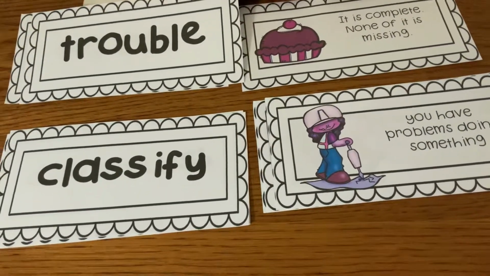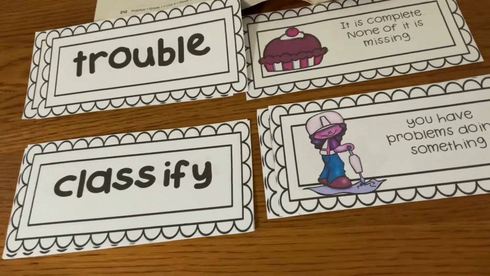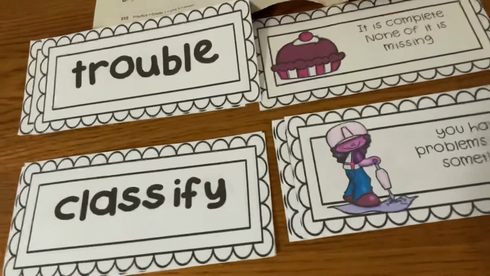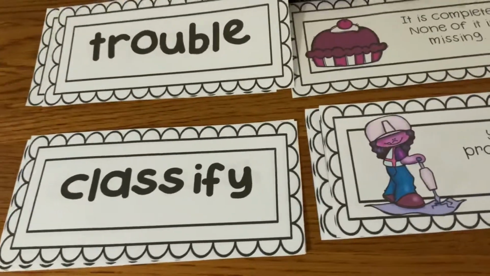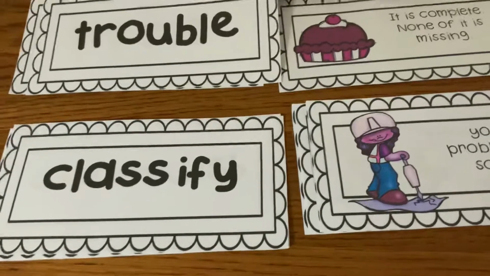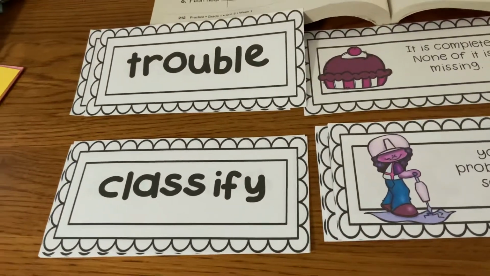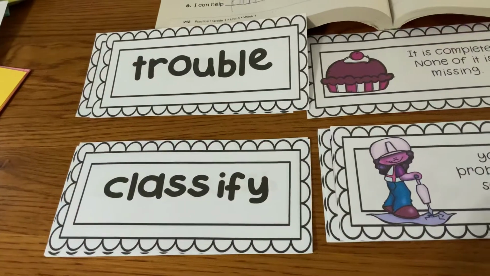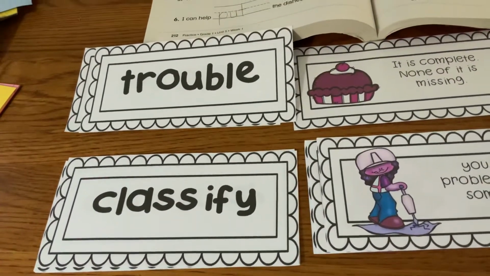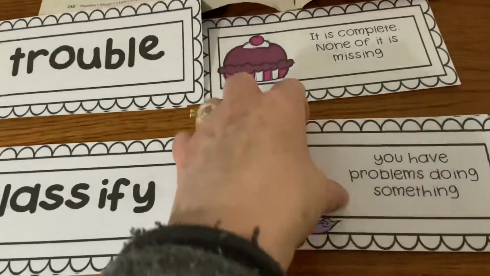Okay, next word is classify. And that's what we're doing in Lesson 7, or Unit 7 of our math. We're classifying things, or we're sorting things. So if you classify things like those are all the animals, and those are all the insects, and those are all kinds of dogs, or those are all the pencils. Okay, what does it mean?